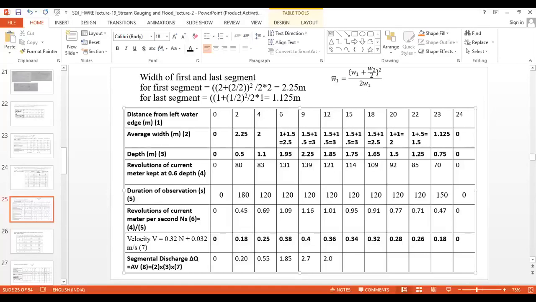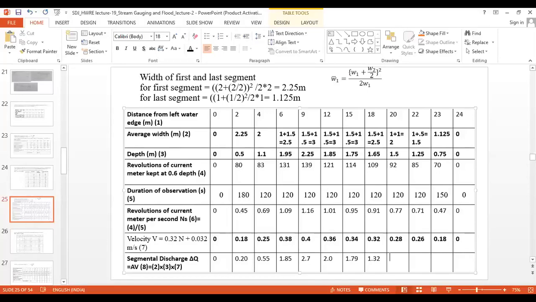Then next is 3 into 1.6 into 0.32. Sorry, 3 into 1.7 into 0.34 is there. That is 1.78, so we'll consider it as 1.79. Then average width is 2.5 into 1.6 into 0.32. That is 1.32.